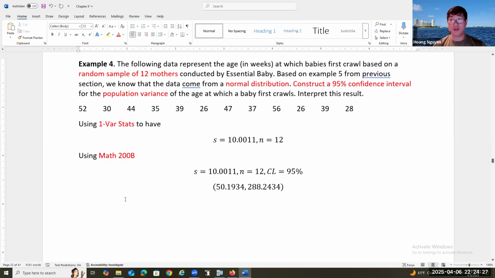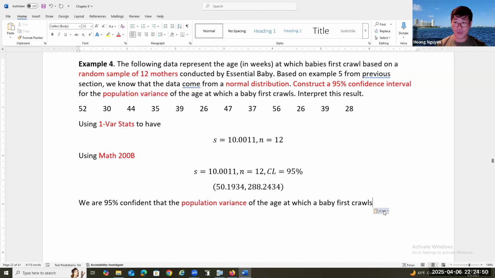So we need to wrap up this question with the interpretation. So we are 95% confident that the population variance of the age at which the baby first crawls will lie between the lower bound, 50.1934, and the upper bound, 288.2434.